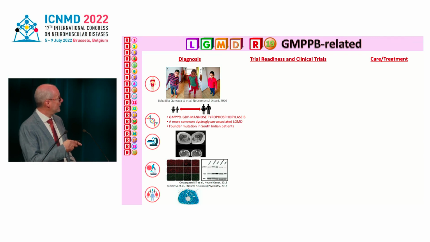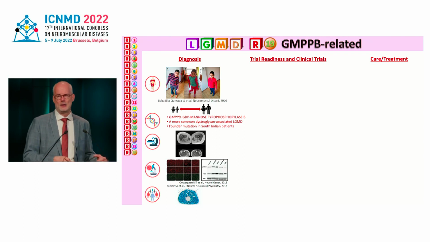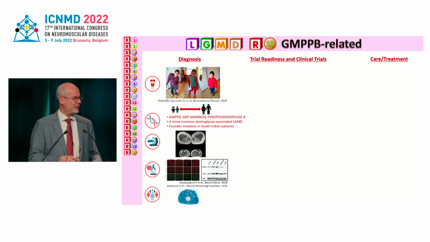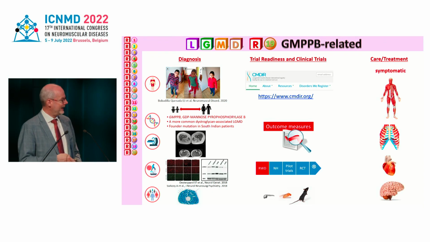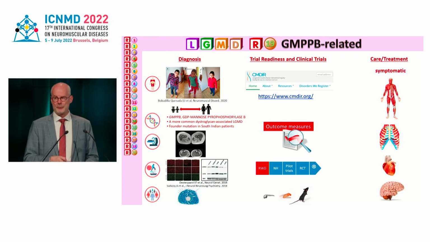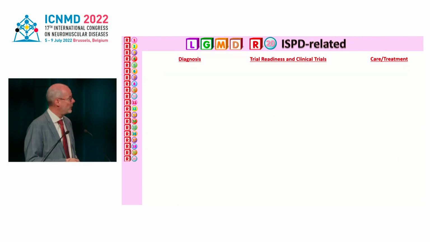These are some congenital myasthenic syndrome patients as well, just to show you the spectrum, but you can have a clear limb-girdle muscular dystrophy, very similar to FKRP. There's no specific patient registry, but you can register in the CMD-IR, and we don't have yet any clinical trials. Again, because it's a dystroglycanopathy, think about the heart and the brain.